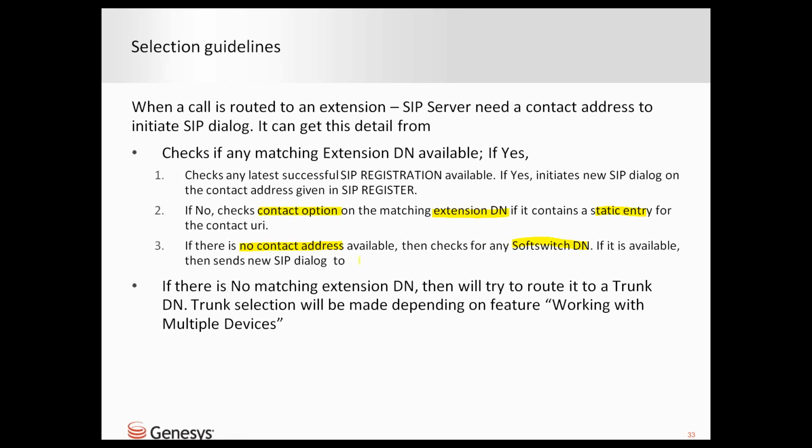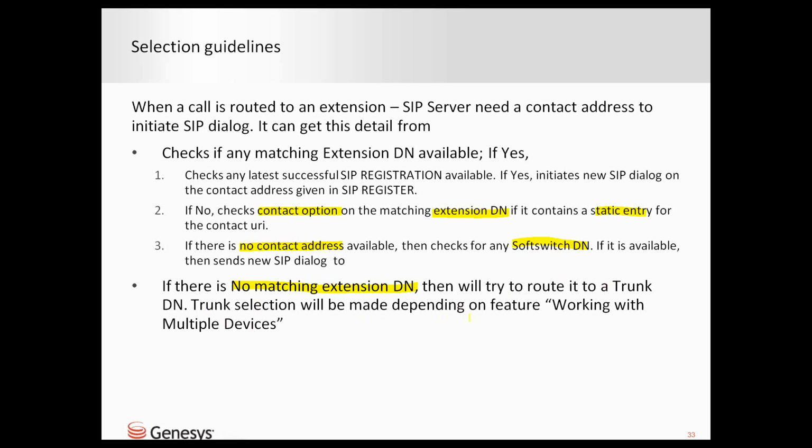Okay, so if you have a third-party PBX and all the agents are connected to that third-party PBX, you can simply configure a soft switch DN and leave the contact address, just specify contact and keep it null or star. So SIP server is going to send the call to the soft switch DN. Okay, and the last one, and it's a very powerful one: if there is no matching extension DN, then it will try to route it to a trunk DN.